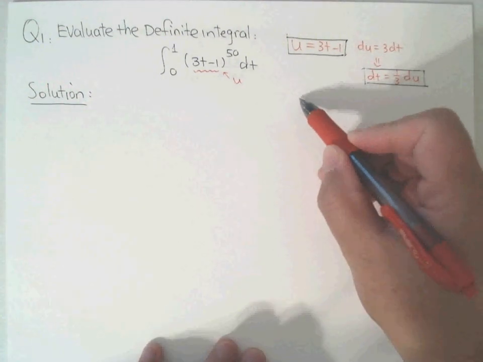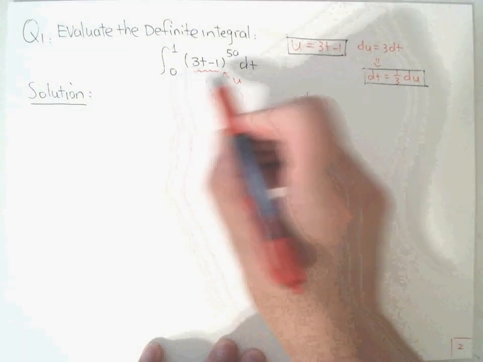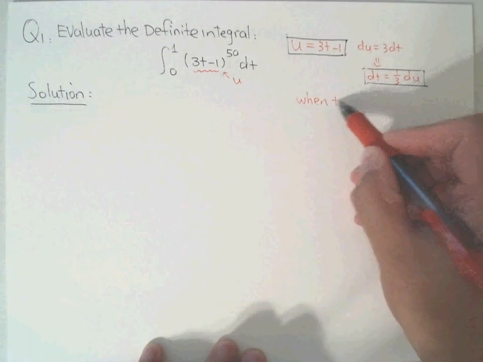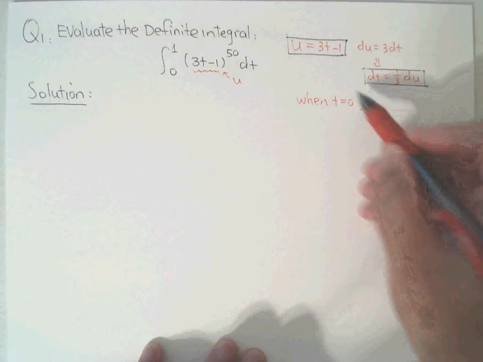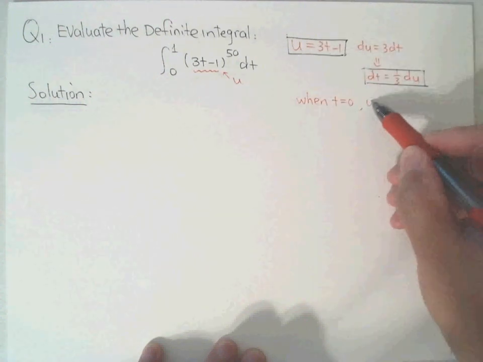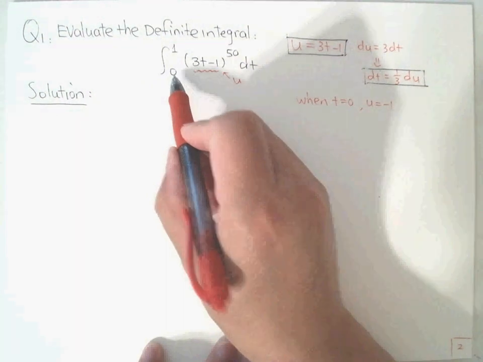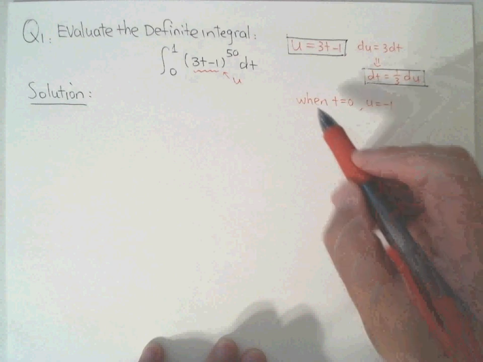Okay, I simply ask, what is u when t equals 0? When t equals 0, 0 minus 1 is negative 1, right? So we find that u equals negative 1. That means the lower limit we need to change to negative 1. Okay, how about the upper limit?